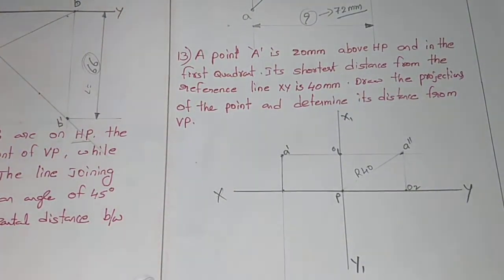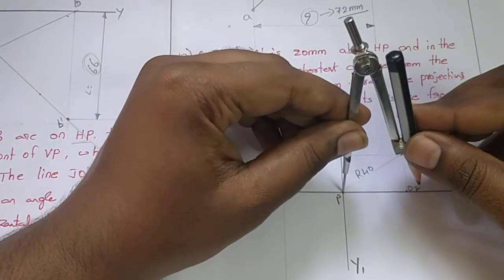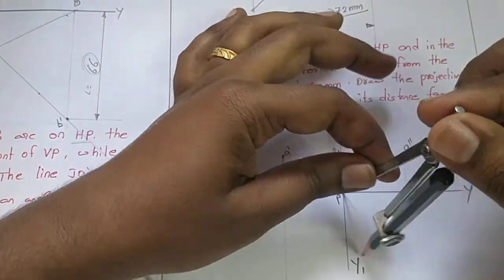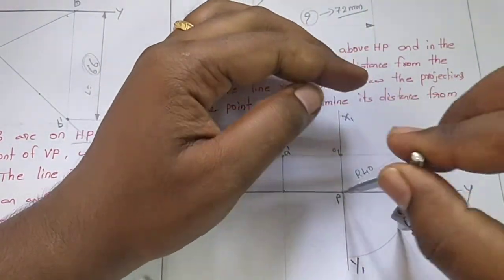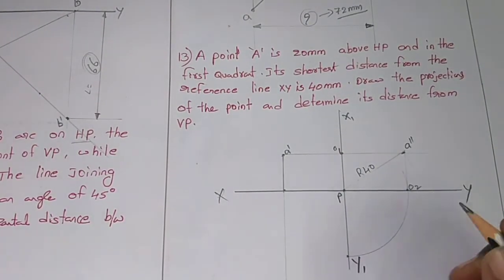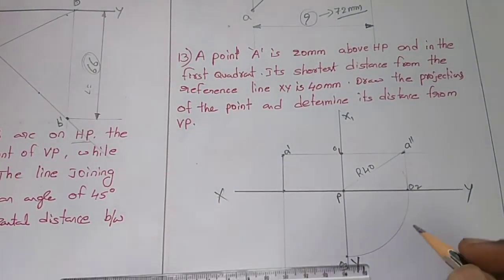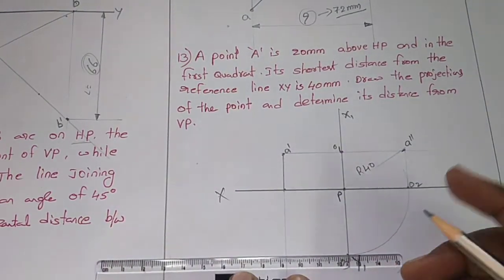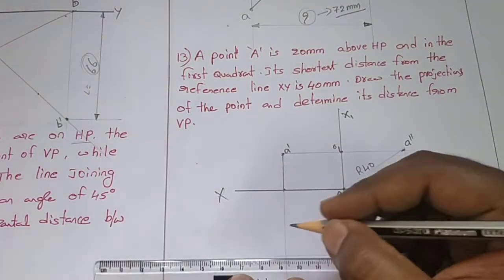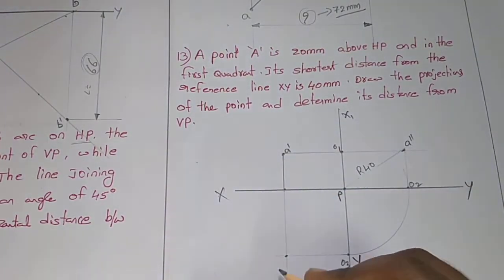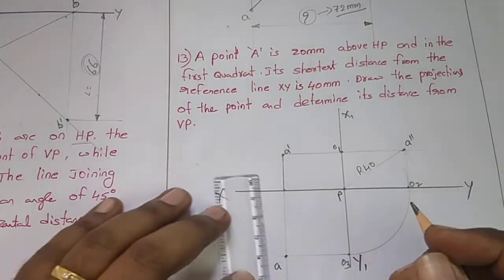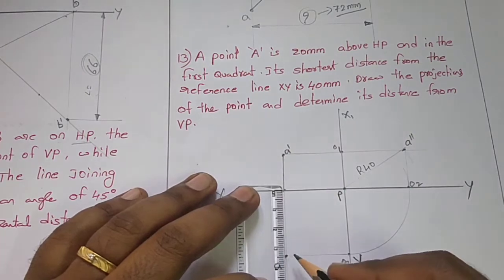Next, okay, P as center, P O2 as radius, draw the arc. Okay, this arc intersects the XY at one point. Okay, it is the required point. It is O3. From O3, draw one horizontal line parallel to the XY. Okay, it is the top view of point A. Okay, you have to find out this distance. From this point to this point, the distance is 35.